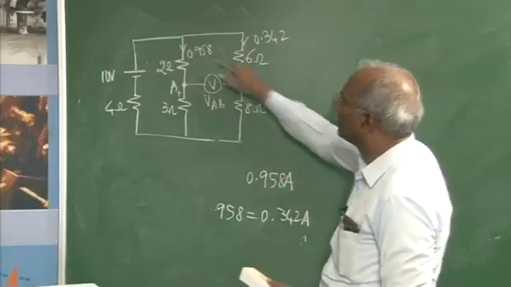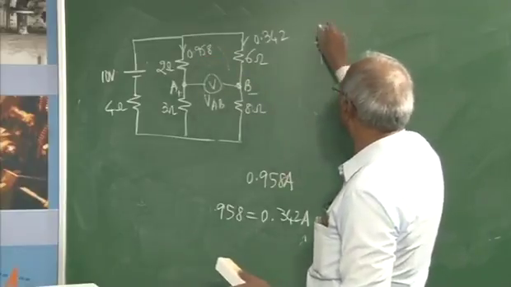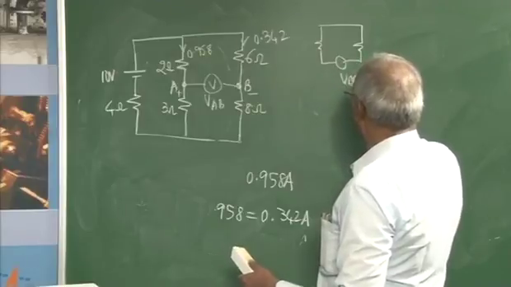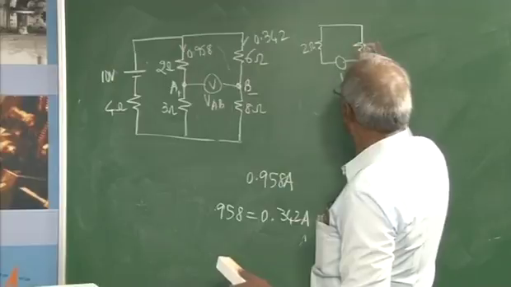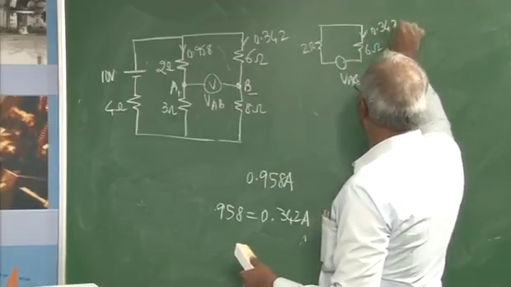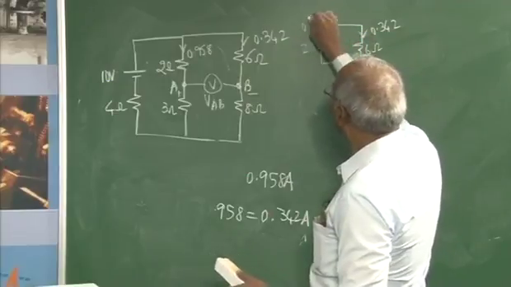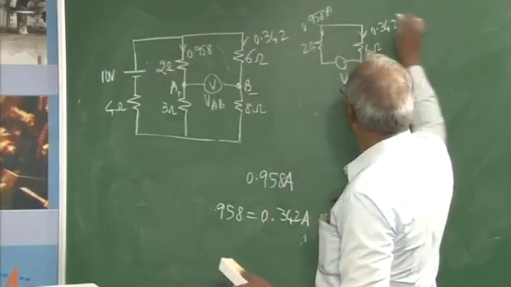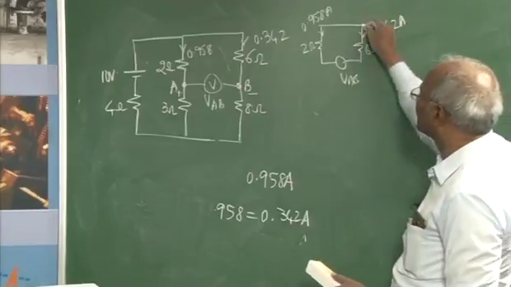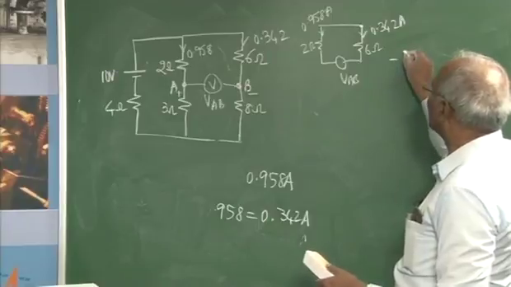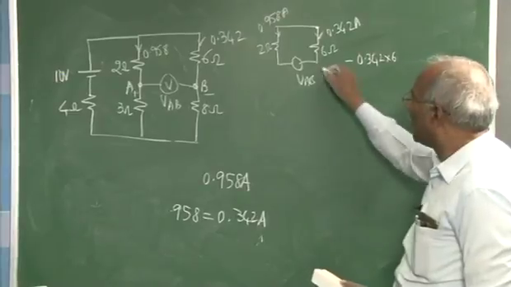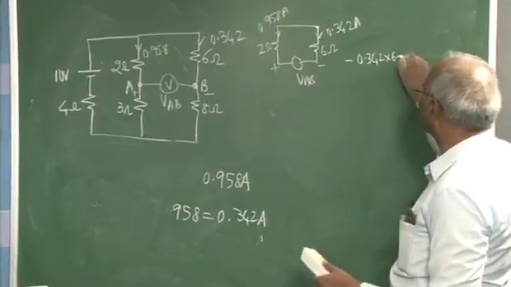If I consider only this loop, this is VAB, this is 2 ohm, this is 6 ohm, this is 0.342 and this is 0.958 ampere. You can start from any point of your choice. If I start from here, for example, it is minus 0.342 into 6. I am going from minus to plus, so it is plus VAB.